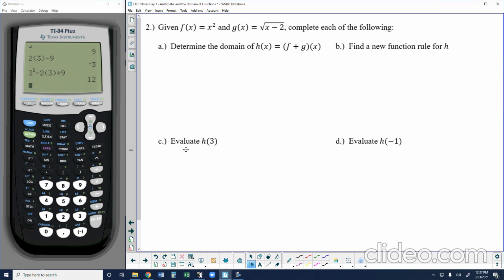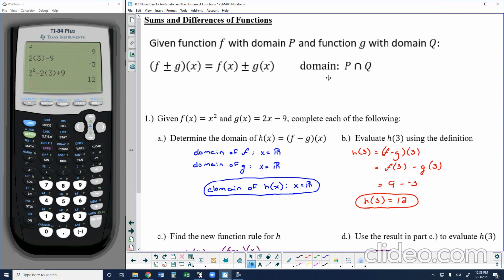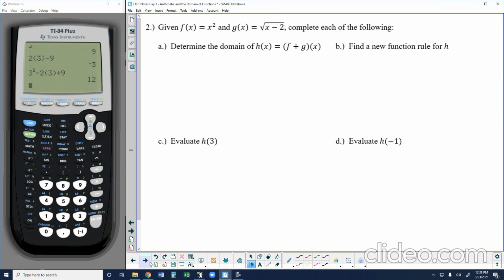Hopefully you got a chance to take a look at problem number 2. The first thing that we're asked to do is find the domain of h of x, which is f plus g of x. So again, by definition, this property, the domain is going to be the intersection of the domain of f and the domain of g.